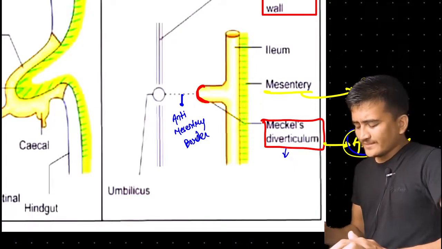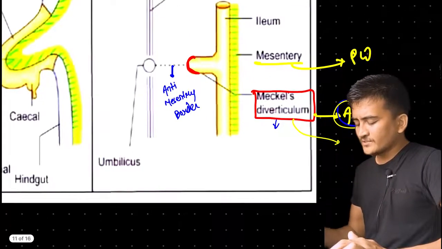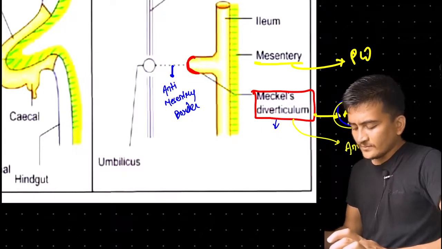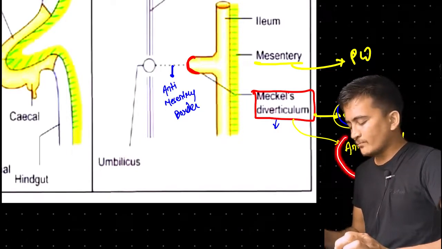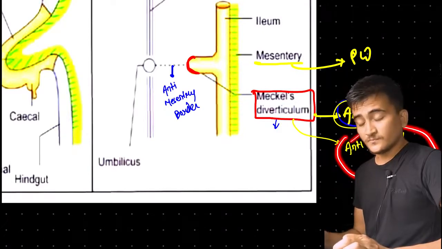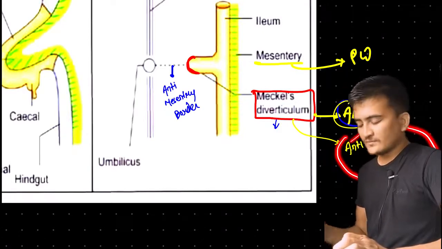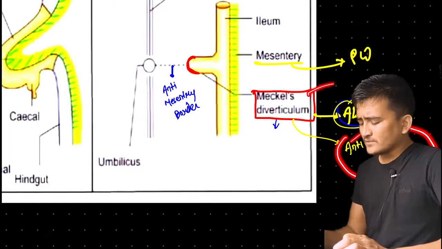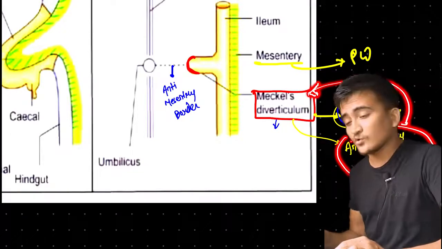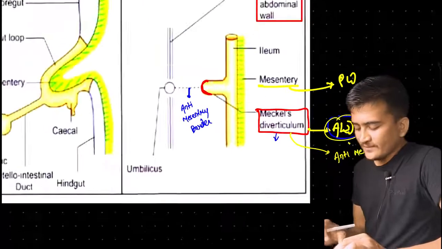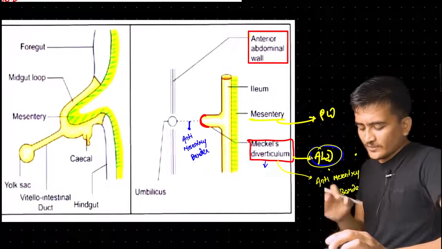Now we can say Meckel's diverticulum is present toward the anti-mesenteric border, right? So, we understood about this anti-mesenteric border. In order to know about this specific point, it can be said that Meckel's diverticulum is also present in the anti-mesenteric border. That's all.